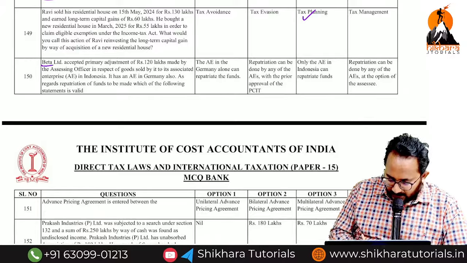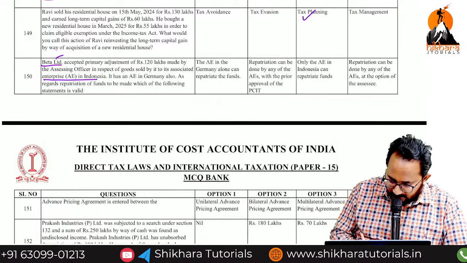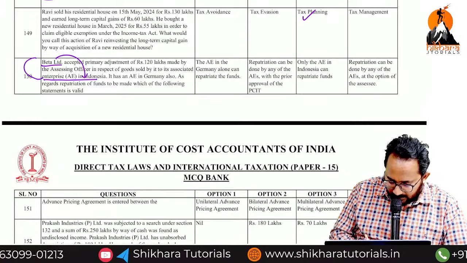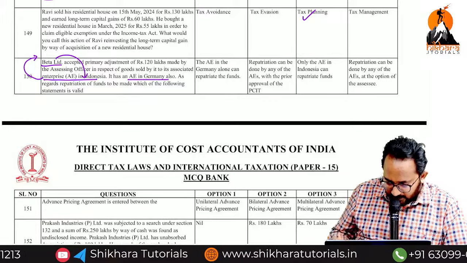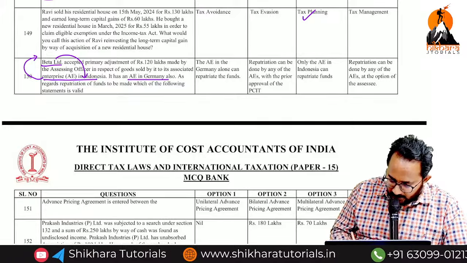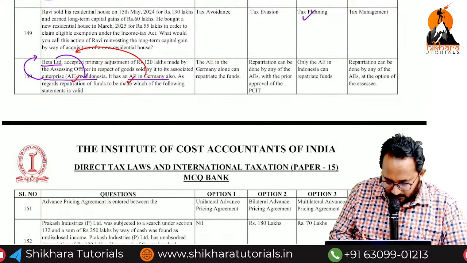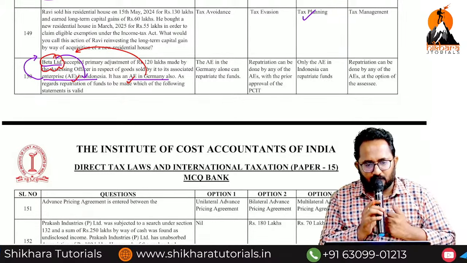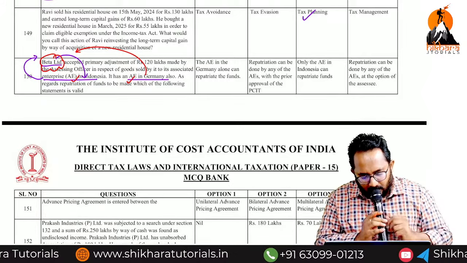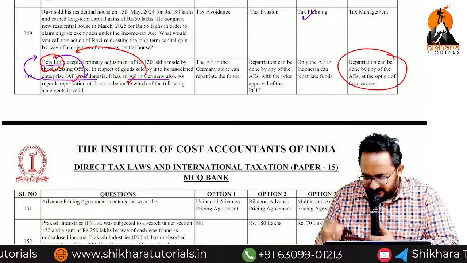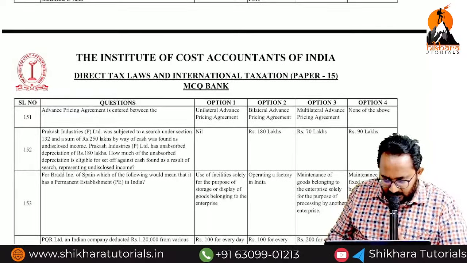Now Beta Limited is selling the goods to the AE in Indonesia. So now we have to repatriate the amount from them. And we have another AE in Germany also. No problem, we can repatriate the amount from any one of the AEs. Ultimately we want to repatriate that amount. We can repatriate that amount from the Indonesian AE or Germany AE only at the option of an SSE, that is, advance pricing agreement entered between.